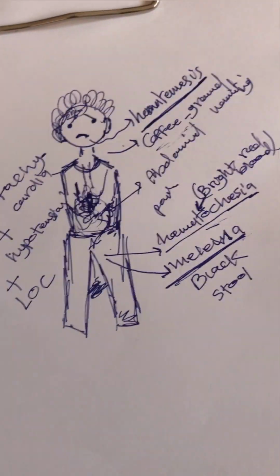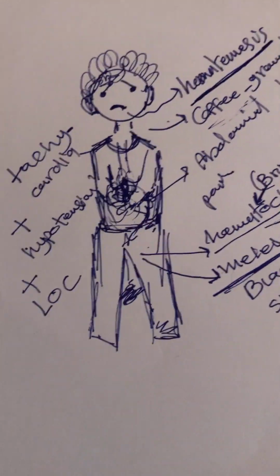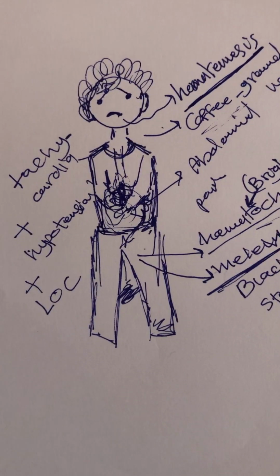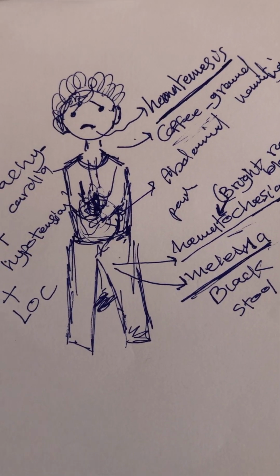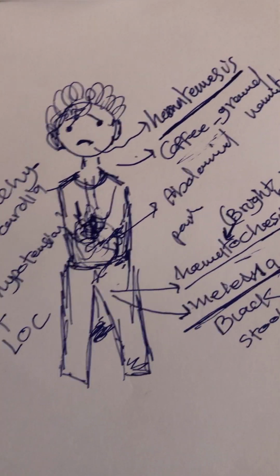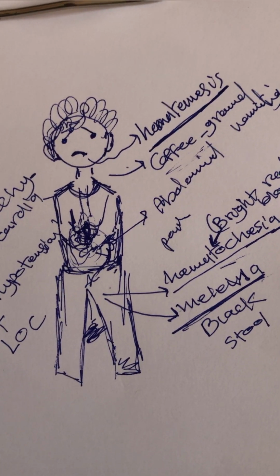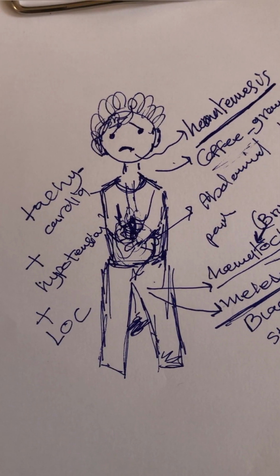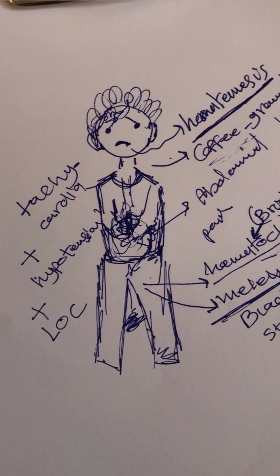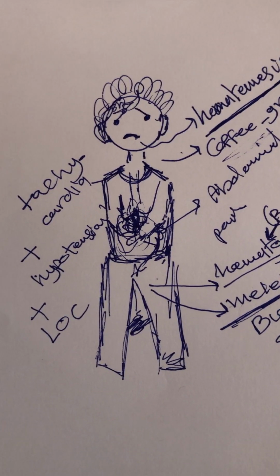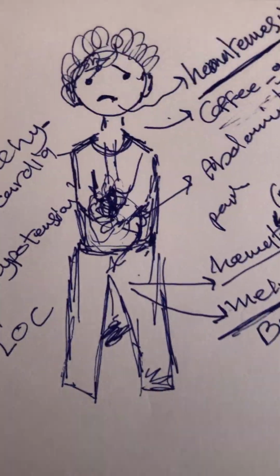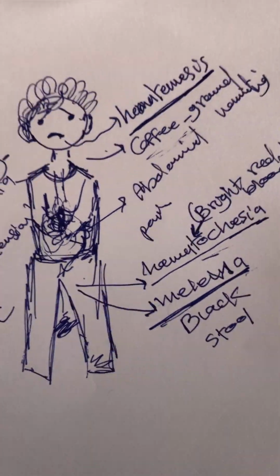Okay, so these are the signs and symptoms for patients with upper GI tract bleeding: hematemesis and melena. These two are the most common for upper GI tract bleeding. Then coffee grounds, hematochezia, abdominal pain, fatigue, loss of consciousness, hypotension, and tachycardia, which indicates hypovolemic shock. You may ask, what are those upper gastrointestinal tract conditions?